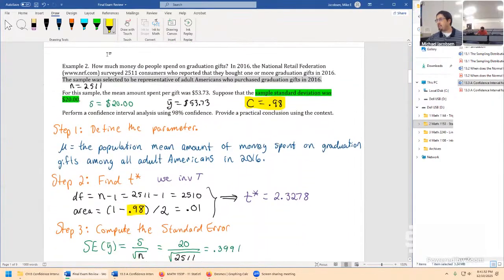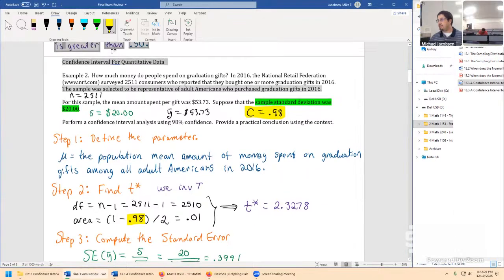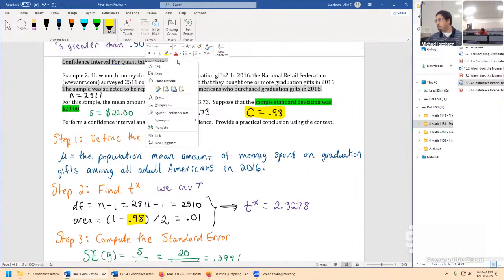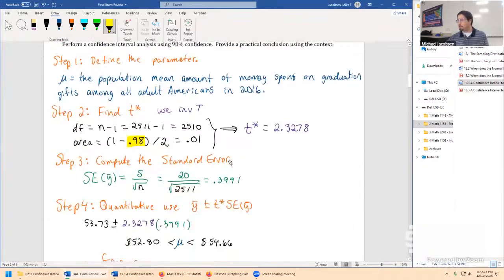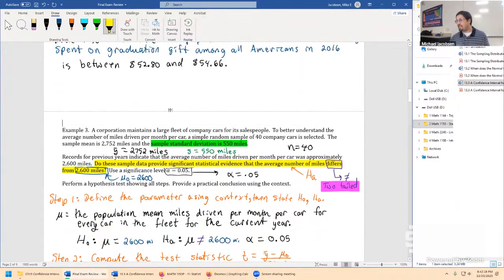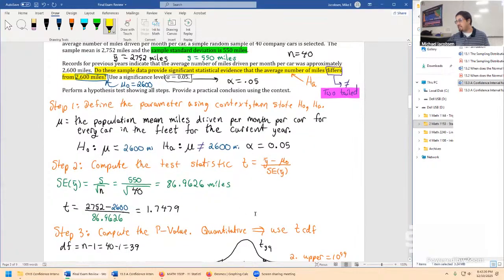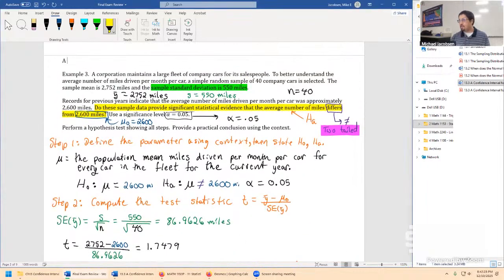Example 2, this one is a confidence interval for quantitative data. And this is a great strategy for just organizing what things are in your notes. You pick the data type, categorical versus quantitative, figure out the method, hypothesis test versus confidence interval, and then you'll be on your way. It's kind of like a flow chart at this point. Example 3, this one was a hypothesis test. The data is quantitative, so let's call this a hypothesis test for quantitative data. Put that back in yellow.